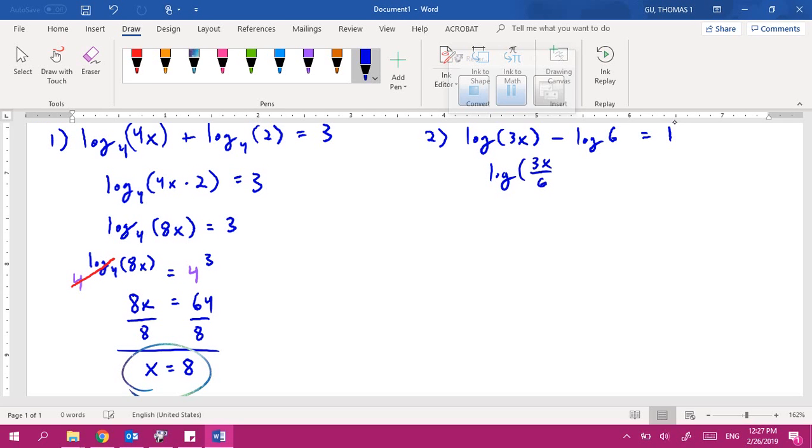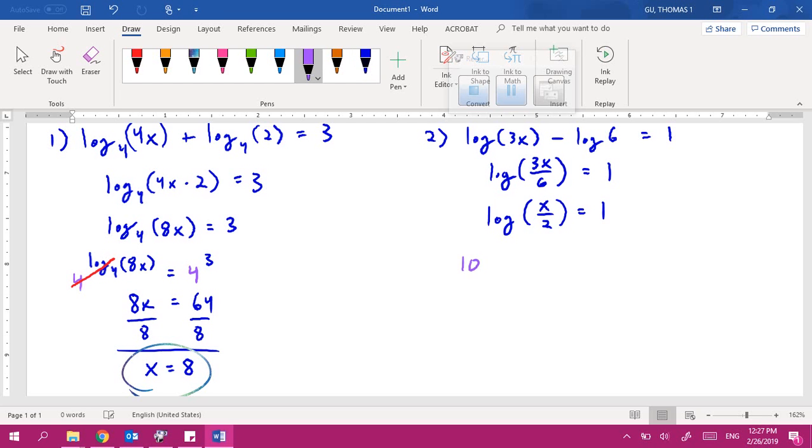Log of 3x over 6, right, equals 1. Now, remember, every time you have a fraction, you want to simplify. So can you simplify 3x over 6 into what? 1 over 2. But what happens with the x? X over 2. Right, it's 1/2, which is just like x over 2. So here we are, log of x over 2 equals 1. So now how do we actually solve this? How do we finish this out?